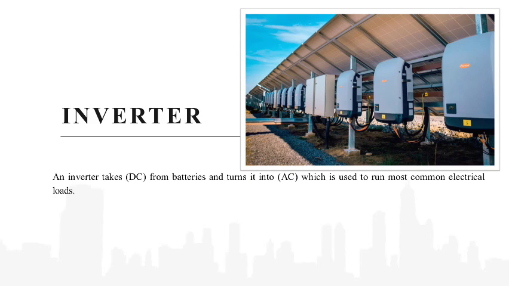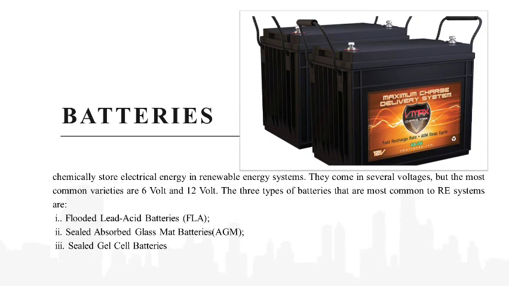Next is inverter. Takes DC from batteries and turns it into AC, which is used to run most common electrical loads. Next is the batteries. Batteries chemically store electrical energy in renewable energy systems. They come in several voltages, but the most common varieties are 6 volts and 12 volts.